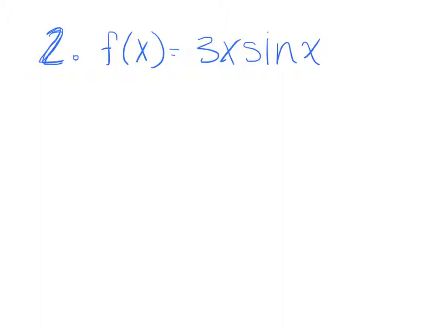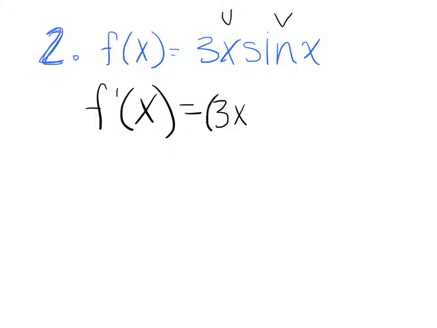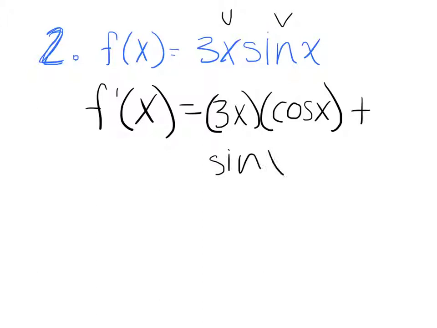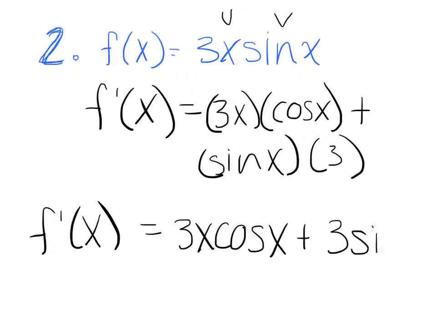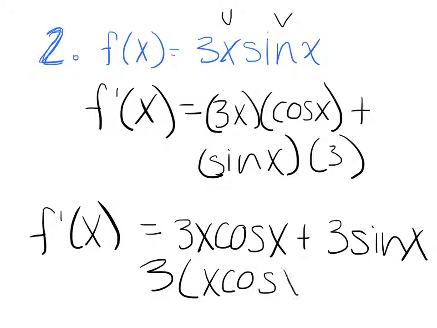In this example, for the first derivative, we use our product rule with our u and our v. So we have our u dv, 3x, times the derivative of sine x, which is cosine x, plus v sine x, times the derivative of u, which is 3. So f prime of x in this situation is 3x cosine x plus 3 sine x. You could even factor out the 3 to make it x cosine x plus sine x.